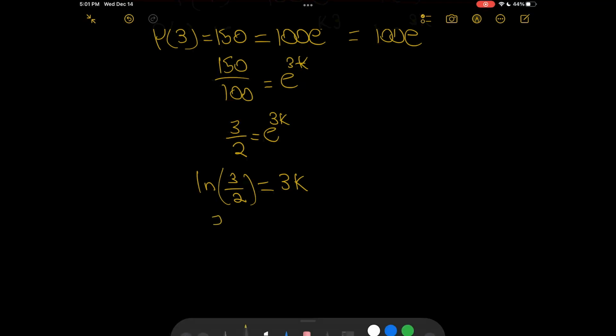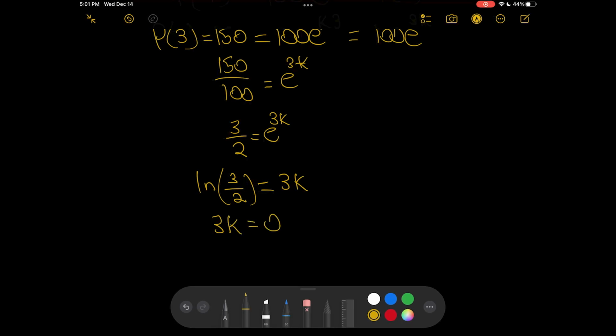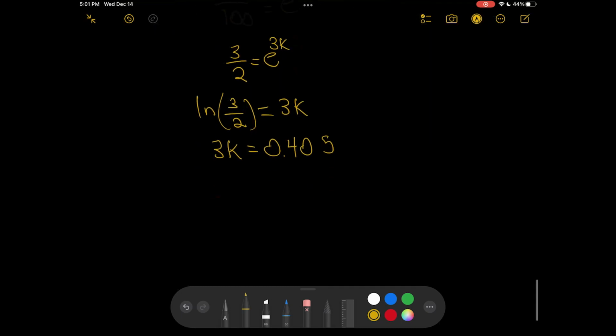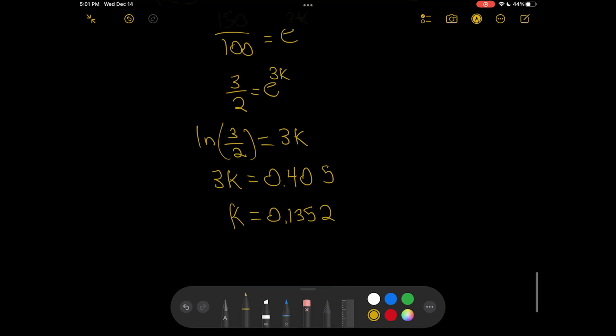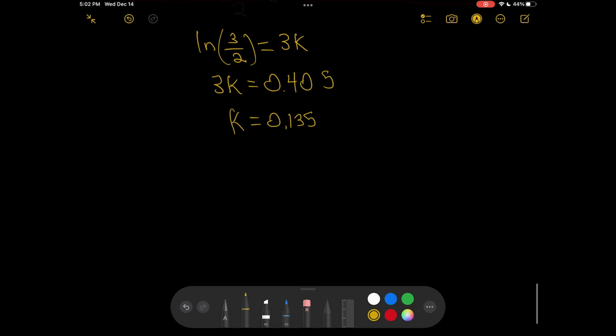So here we have 3k is equal to 0.405. So now k is equal to 0.1352. We'll just round it to 3 digits actually. So now if we plug this back into our original equation, we have p of t is equal to 100 e to the 0.135 t.